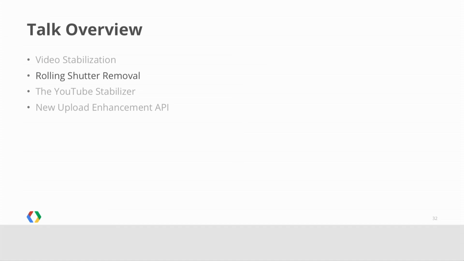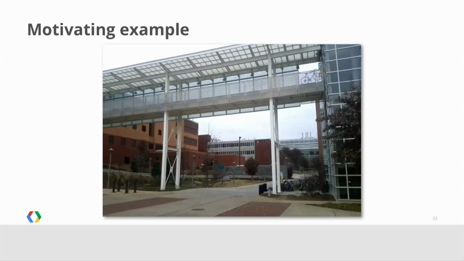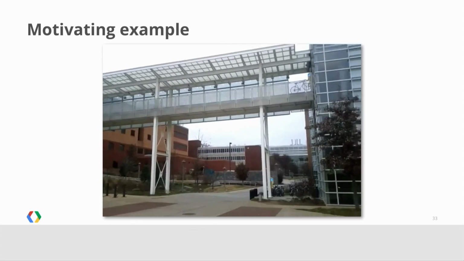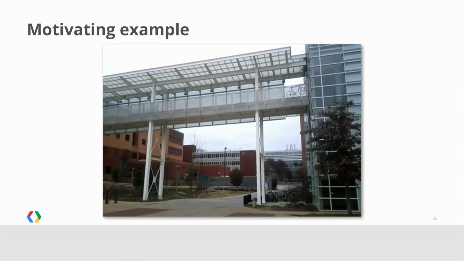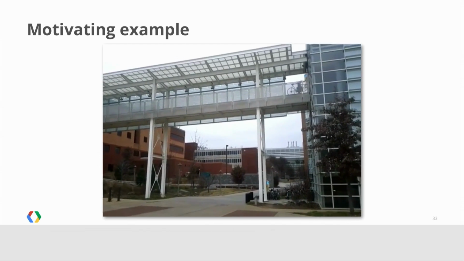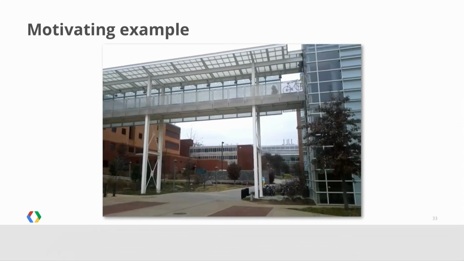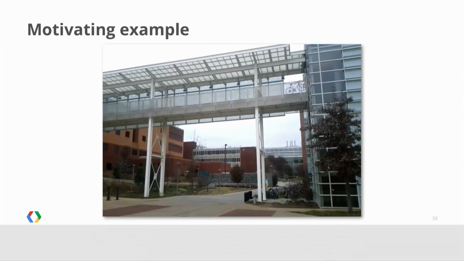In the second part, I would like to talk about an orthogonal problem, and that is rolling shutter removal. It's a little bit independent from video stabilization. To motivate the problem, let's look at the following example. Here we took a video that we recorded with an Android phone, and we deliberately shook the camera. What you see is not just camera shake. It's these non-rigid, wobbly distortions that pose a problem here.